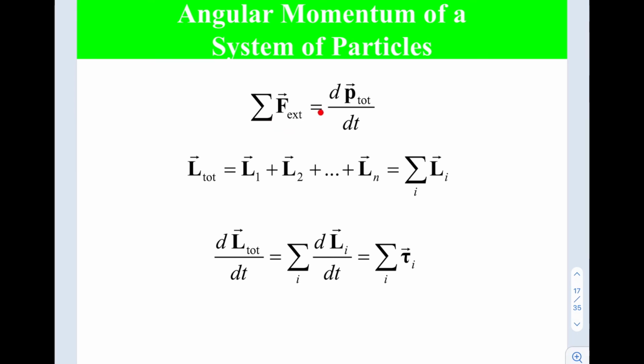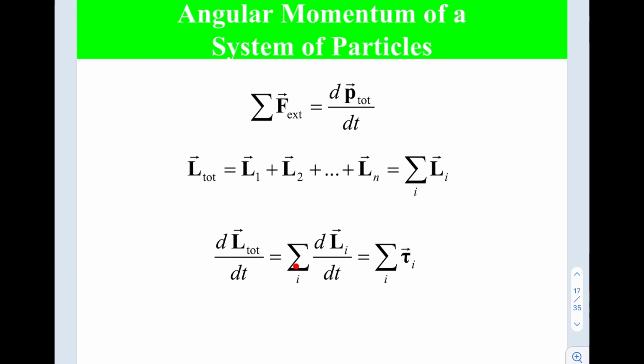Now, let's have a recap about our chapter 9. Sum of F external is equivalent to dP total over dt. What does that mean? It means that we are going to add up all the momentum of the system. The same goes for angular momentum. Angular momentum total means that we have to add up the angular momentum for object 1, object 2, up to object n. So we are going to calculate the sum of the angular momentum for every single object within our system.